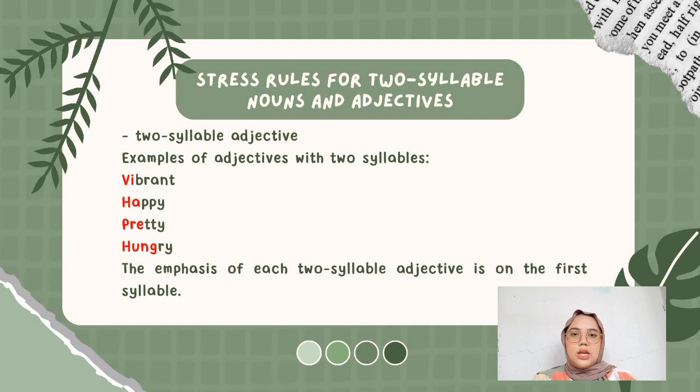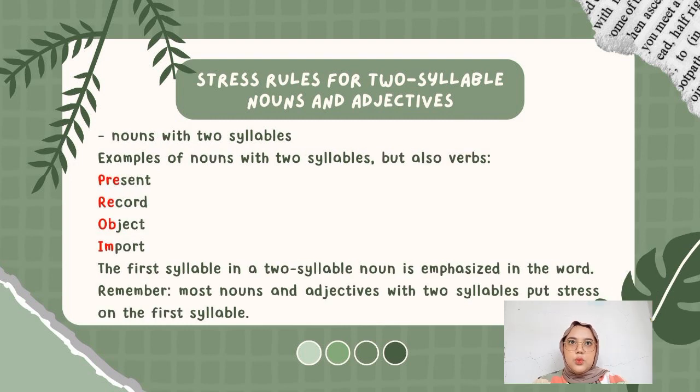First, two-syllable adjective. Examples of adjectives with two syllables: vibrant, happy, pretty, hungry. The emphasis of each two-syllable adjective is on the first syllable. Second, nouns with two syllables. Examples of nouns with two syllables but also verbs: present, record, object, import. The first syllable in a two-syllable noun is emphasized in the word. Remember, most nouns and adjectives with two syllables put stress on the first syllable.